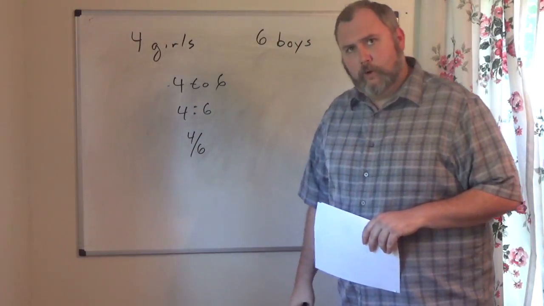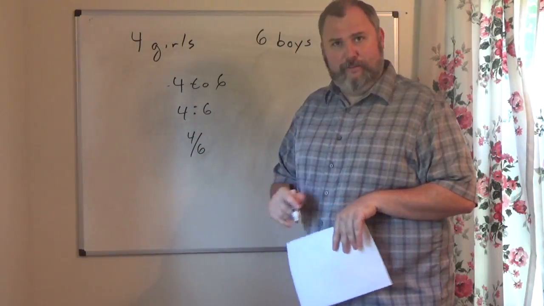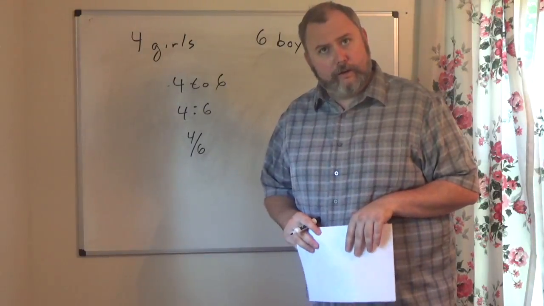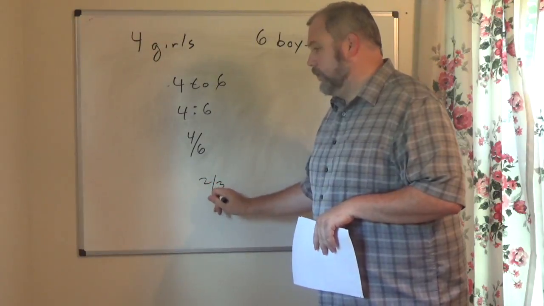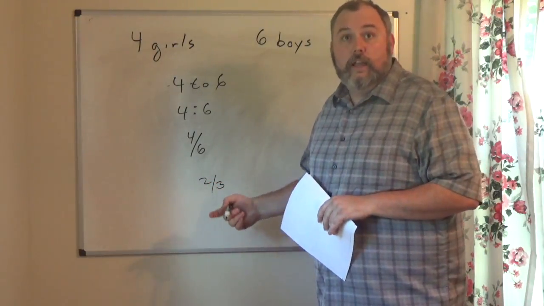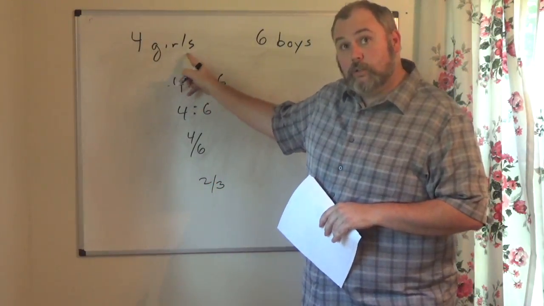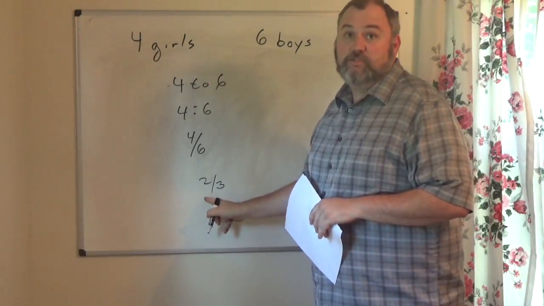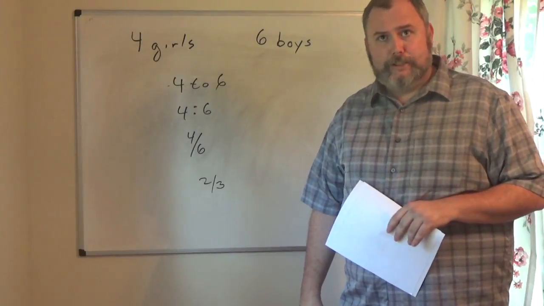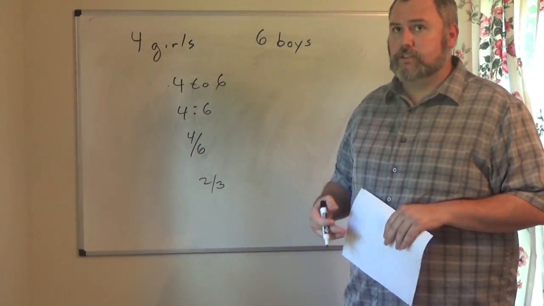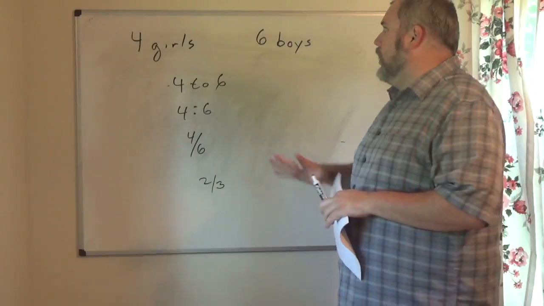Now, some of you are like, well, Mr. Lewis, can't I simplify that? Well, if you have figured that out, yes, you can. We can rewrite this as 2/3. So our ratio for a class that has 4 girls and 6 boys is actually 2 to 3. Now that's pretty much what a ratio is. It's just comparing numbers. That's all it really is.